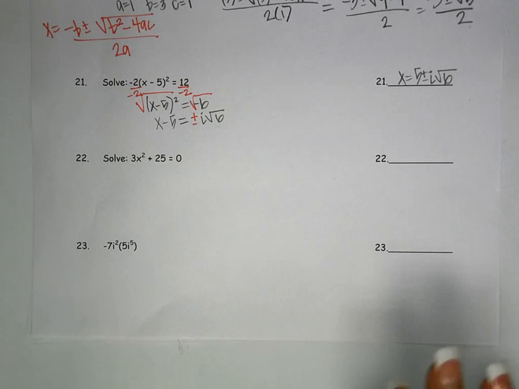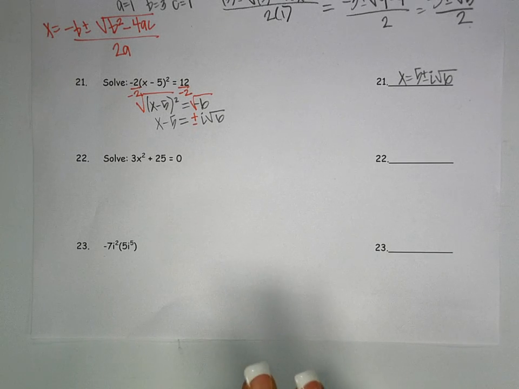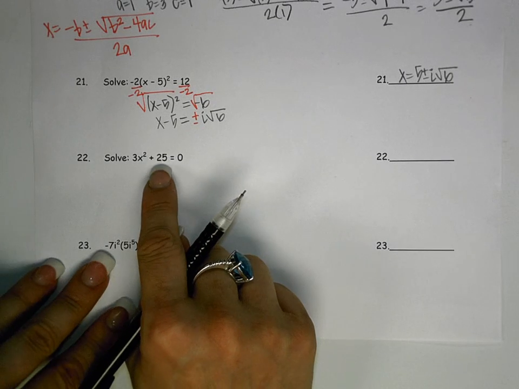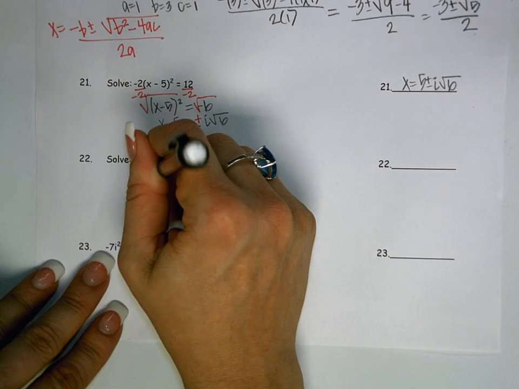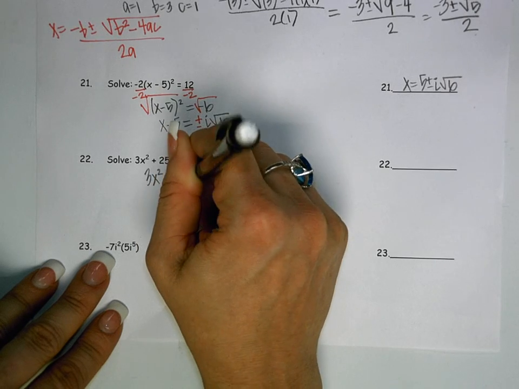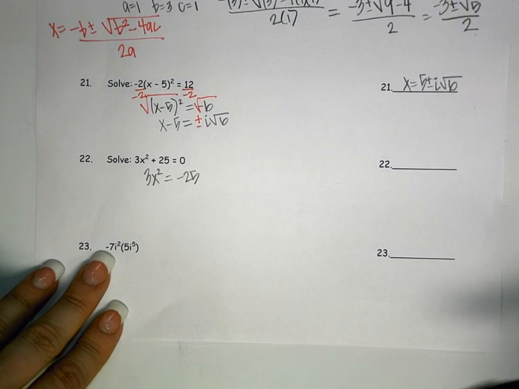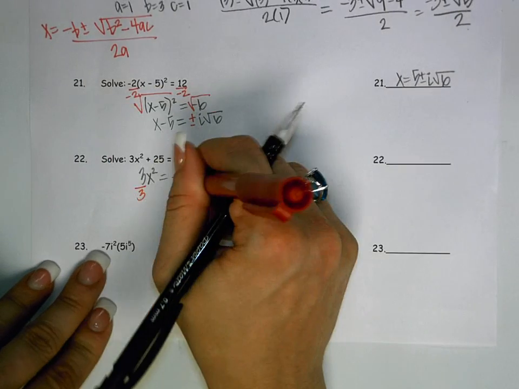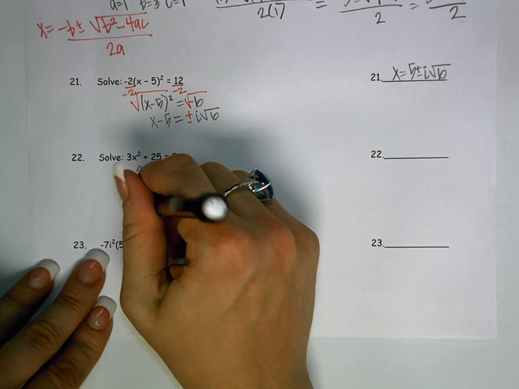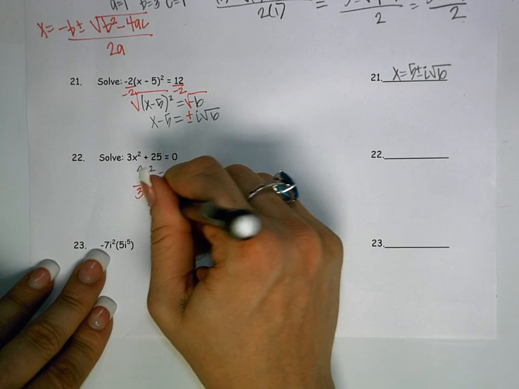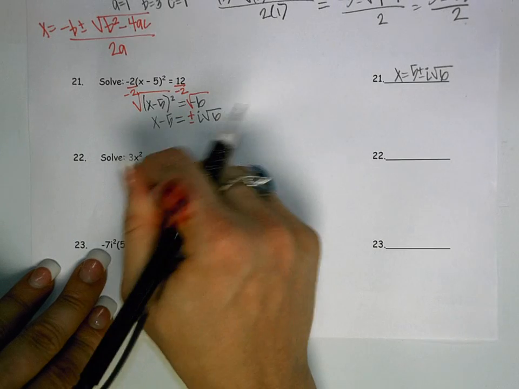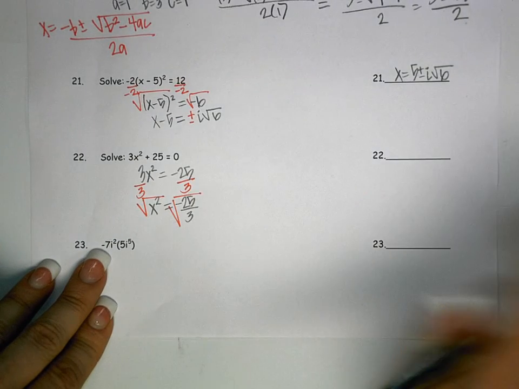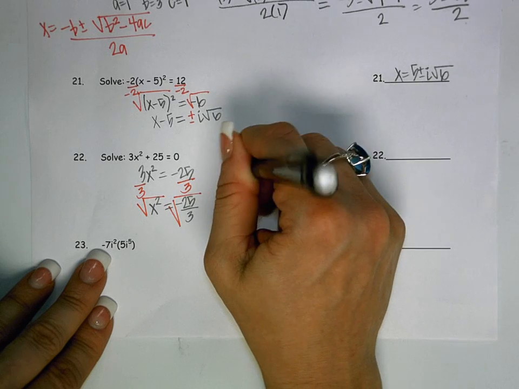For number 22, okay, a couple different ways you could do this. Doesn't matter which one. I'm going to choose to move this to the other side. So 3x squared equals negative 25. Divide both sides by 3. I want to root both sides to get that x by itself. So x squared equals negative 25 over 3. Square root both sides. If you root both sides, we get x equals plus or minus.